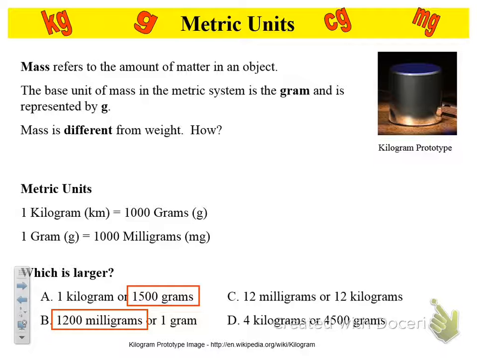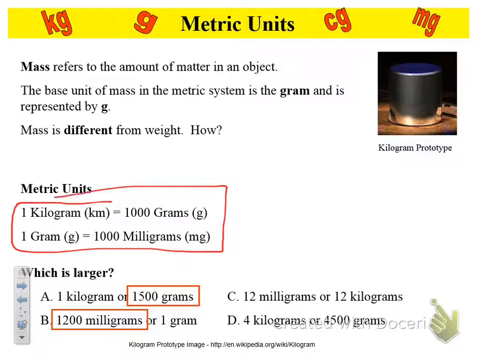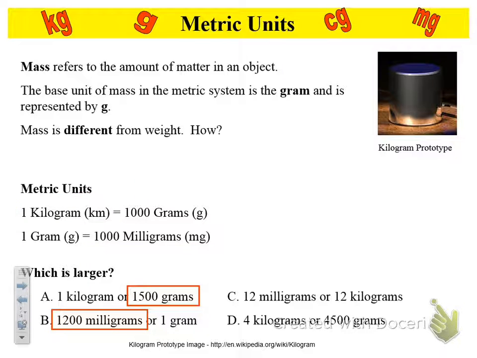All right, who's got C? C, I think, is the easy one. Who's got C? All right, Cody. What do you think about C? 12 kilograms. Why? It's always hard when I ask why. Okay, by looking at our metric units up here and what we wrote, we can tell that milligrams are a lot smaller than kilograms. Good. So 12 kilograms is bigger.